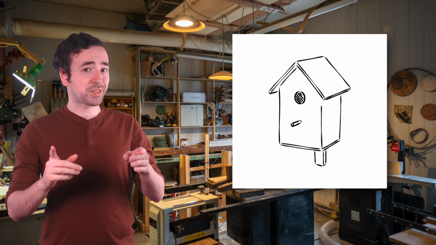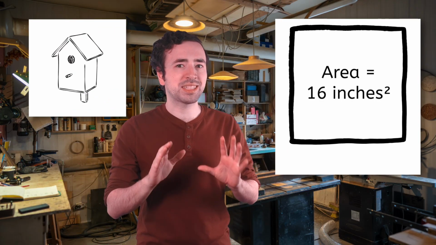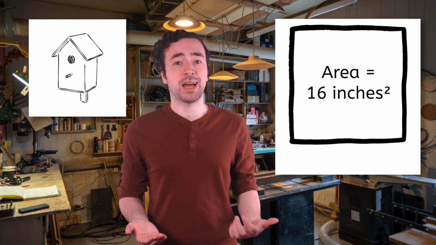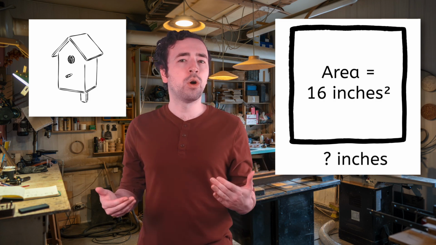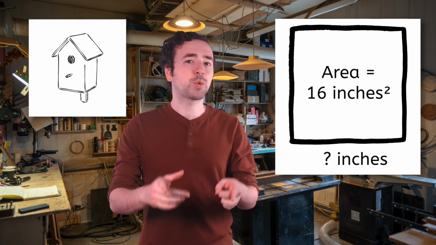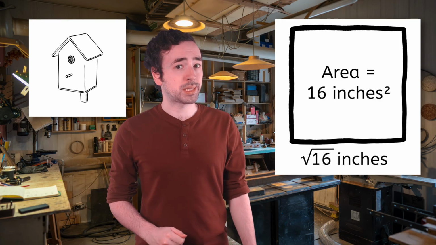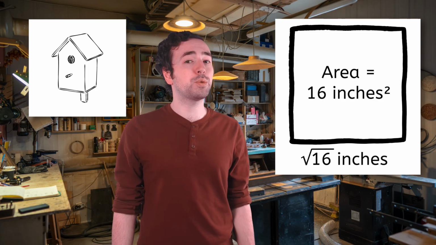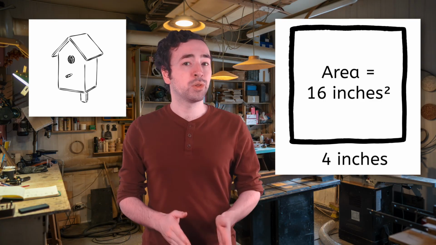Okay, I sketched out my birdhouse design, and the base will be a square with an area of 16 inches squared. Before cutting the wood, though, I need to find the length of each side. If the area of the square is 16 square inches, how long should each side be? Just like my garden and pool, the square root of a square's area gives its side length. What's the square root of 16? 16 is a perfect square, and its square root is 4. That means each side of the base will be 4 inches long.